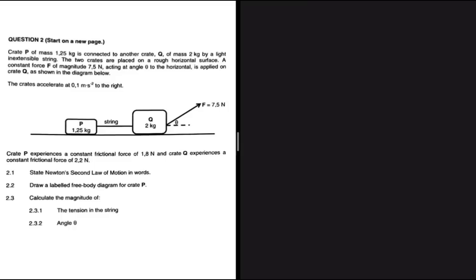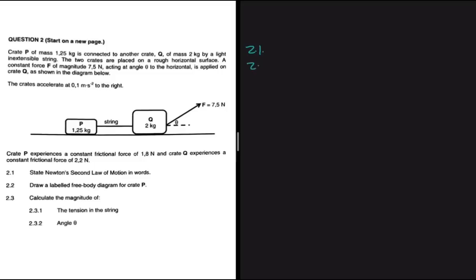And then the crates accelerate at 0.1 meters per second squared to the right, and then crate P experiences a constant frictional force of 1.8 newtons, and crate Q experiences a constant frictional force of 2.2 newtons. And then the first question, 2.1, state Newton's second law of motion in words. I'm definitely not going to do that.